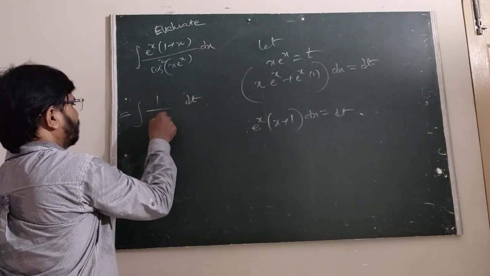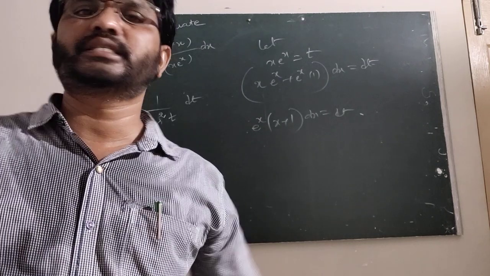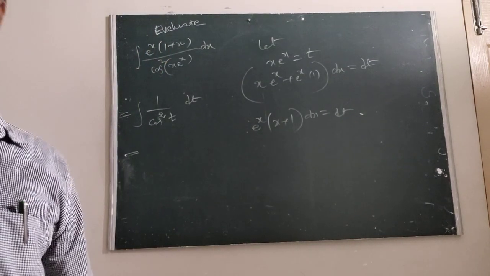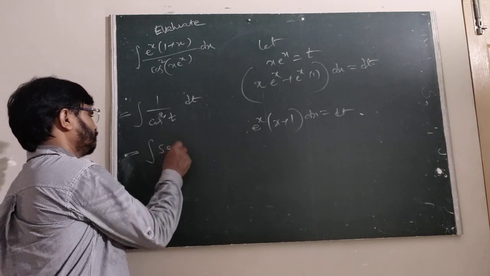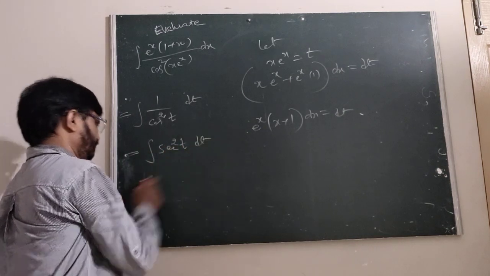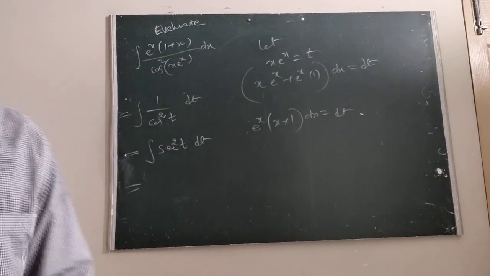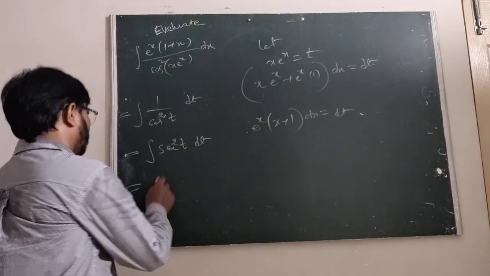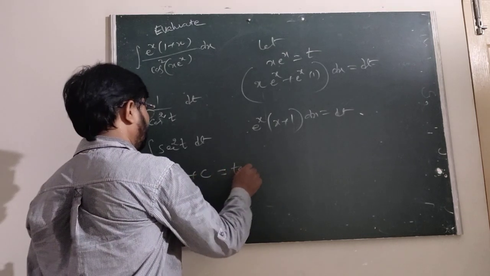Now this is cos square t. We know that the reciprocal of cos is secant. Therefore, we can write the integral of secant square t dt. We know that the integral of secant square t dt is tan t, so this is tan t plus c.